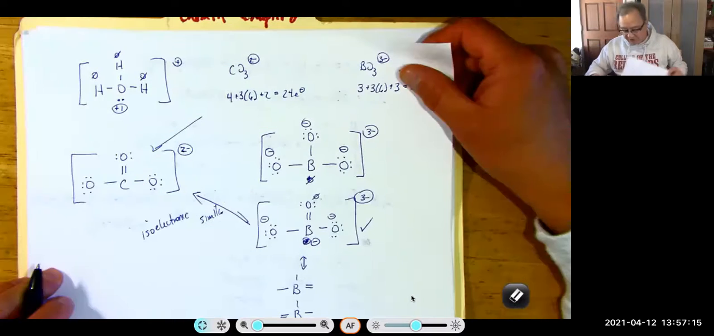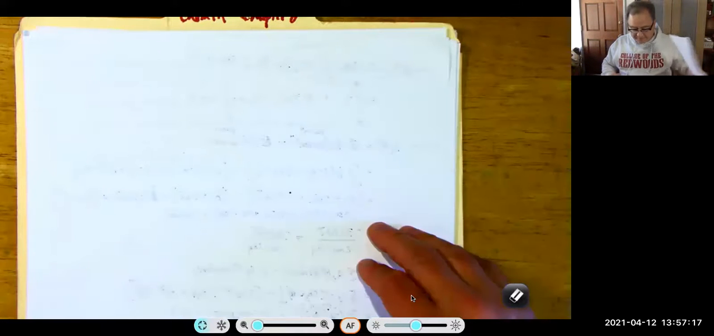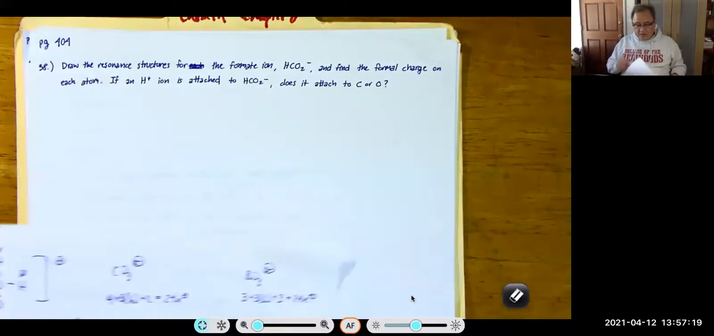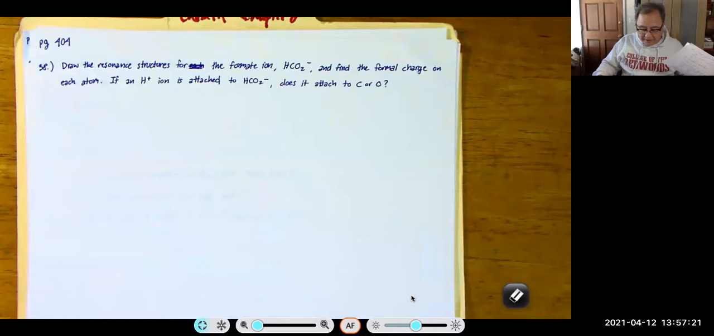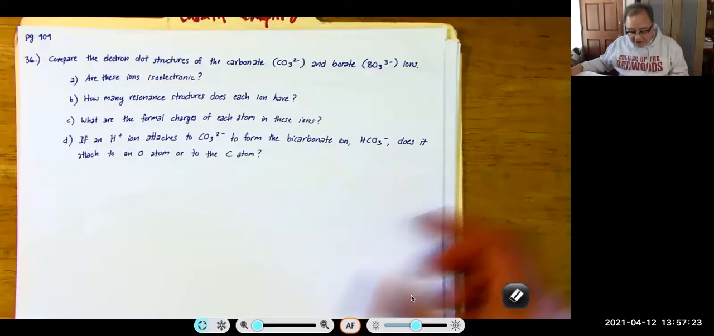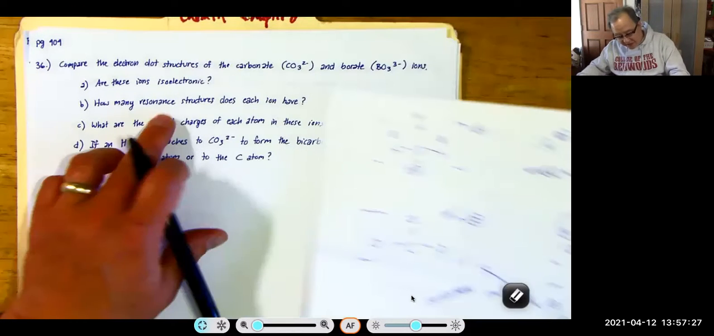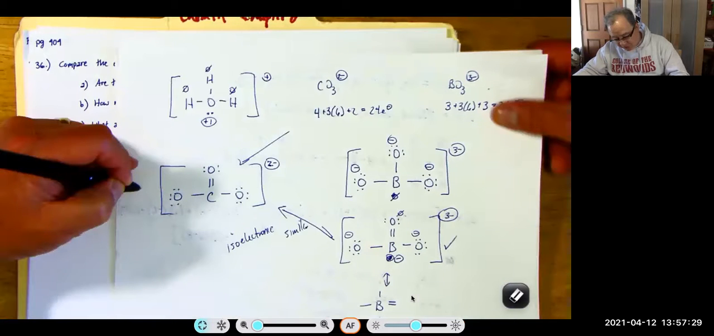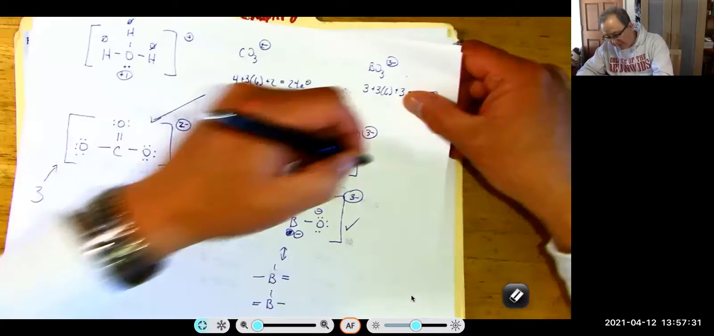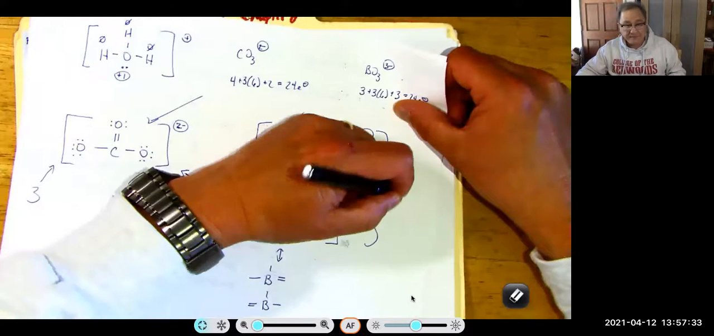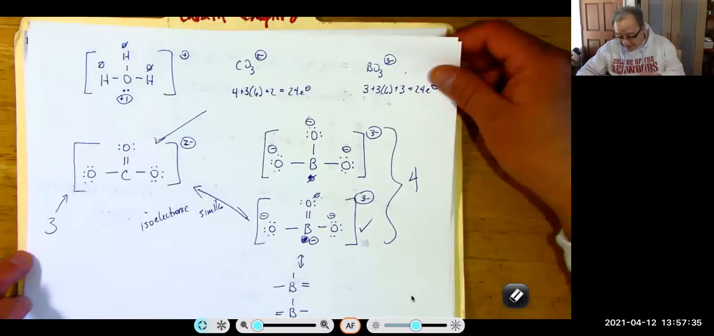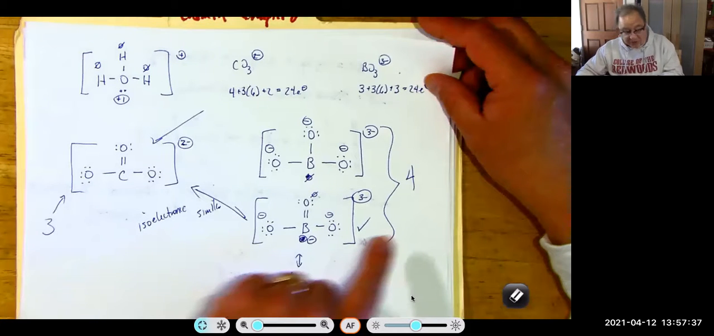So that was the first question: are they isoelectronic? How many resonance structures does each ion have? Here, I'd say it has 3. Here, I'd say 4. Now, why does this one have an extra resonance structure compared to this one?